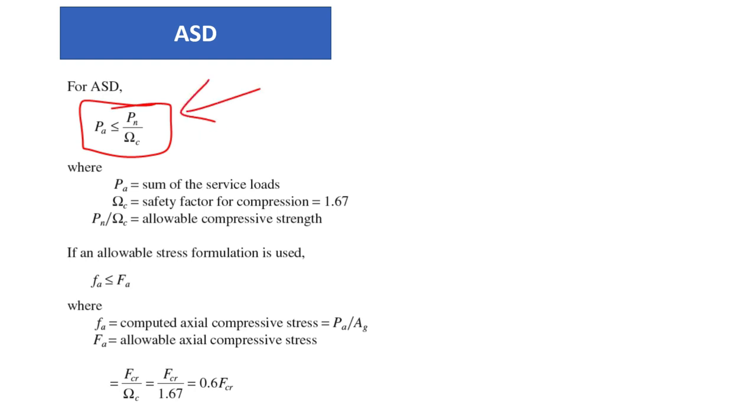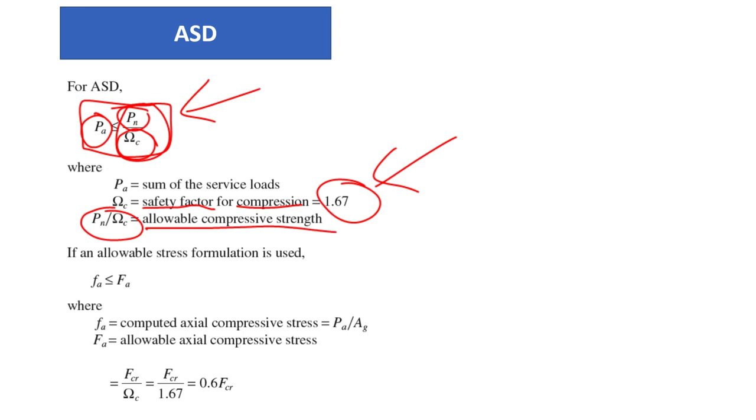Where Pa is the sum of the service loads, Pn is the nominal compressive strength, and omega c is the safety factor for compression, which is taken as 1.67 according to AISC. And this ratio, Pn over omega, is going to be called the allowable compressive strength.